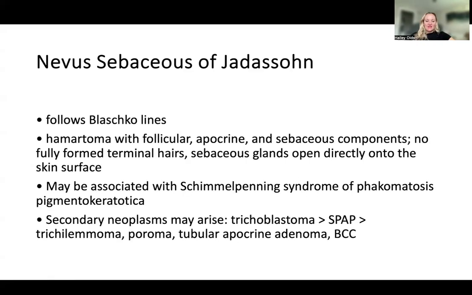And then they are actually hamartomas of follicular, apocrine, and sebaceous glands. So like I said, no fully formed hair follicles. The sebaceous glands go directly onto the skin surface, and it can be associated with Schimmelpenning syndrome. The most common neoplasm to arise within a nevus sebaceous is trichoblastoma, followed by syringocystadenoma papilliferum, and then trichilemmomas, poromas, basal cell carcinomas, and tubular apocrine adenomas. So that is something that they like to ask on practice questions.